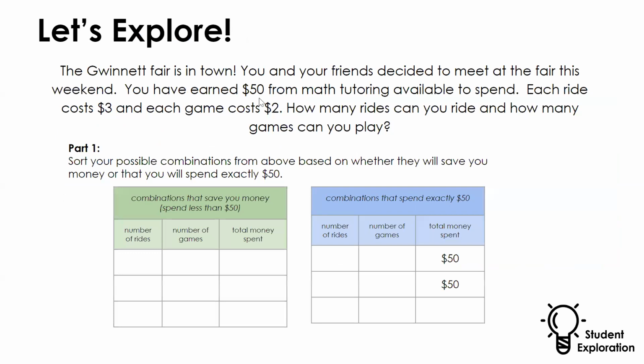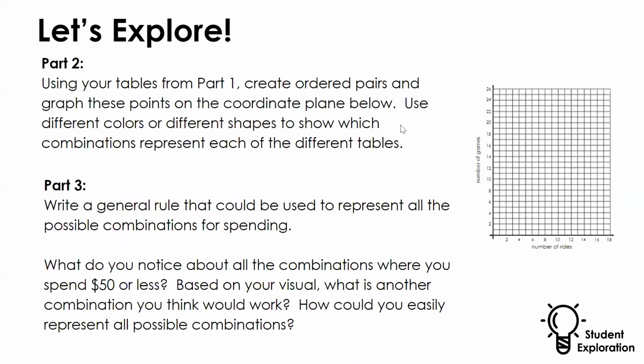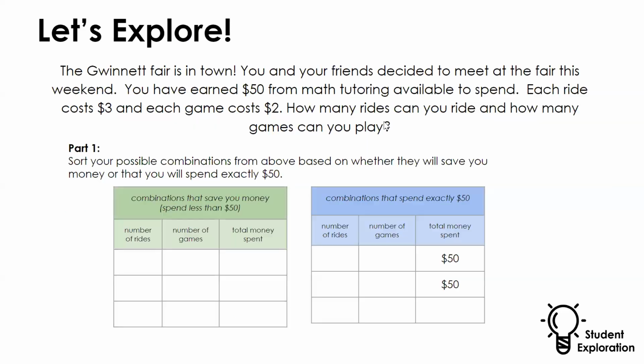Okay, so really quick, what I want you to do is sort your possible combinations from above based on whether they will save you money or not and spend exactly $50. So fill in that table, and your combination is going to be like 2 games, 5 games, etc. But you have to make sure that you spend either up to $50 or less than $50. Does that make sense? You and your group are working through this. I'm going to set a 15-minute timer, and I want you to work through part 1 and part 2. Okay? Ready? Go ahead.